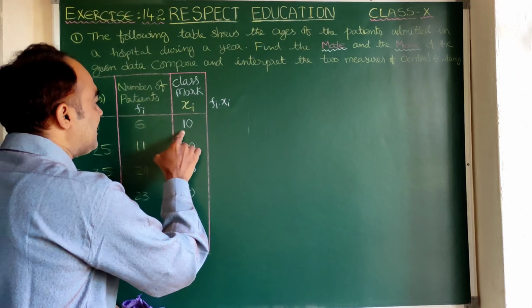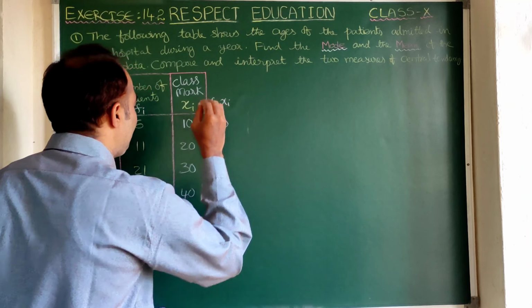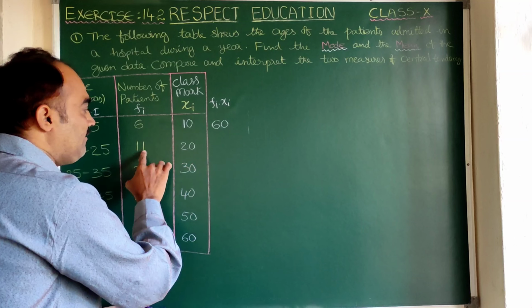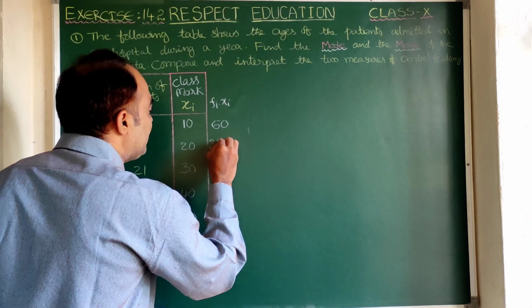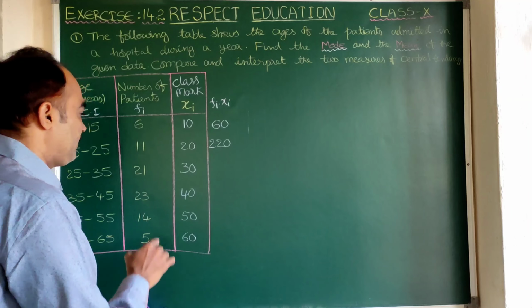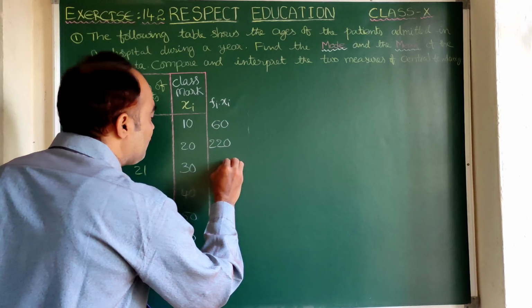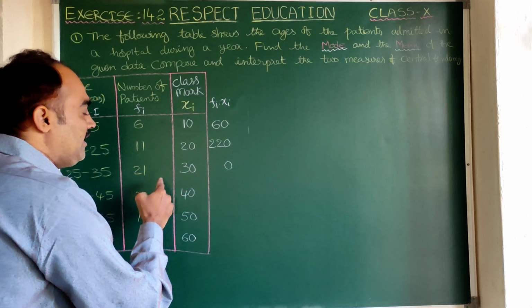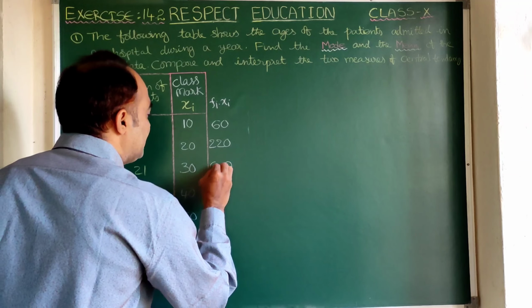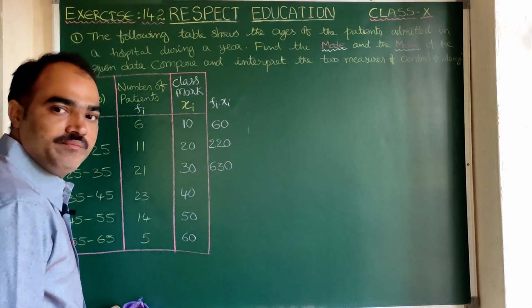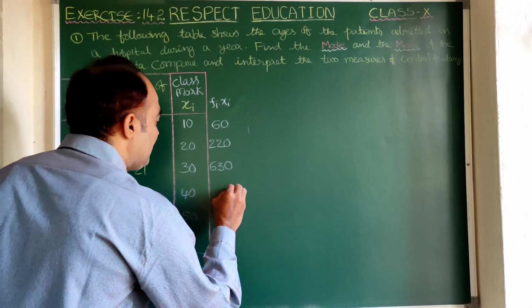So 6 tens are 60. 11 into 20. 11 2s are 22. So 11 into 20, 220. 22 and here 0 will come. 220. Clear? Let us add this 0 first. 21 into 3. 3 1s are 3. 3 2s are 6. So here 63 means 630 will come. Clear? Let us add the 0 here.